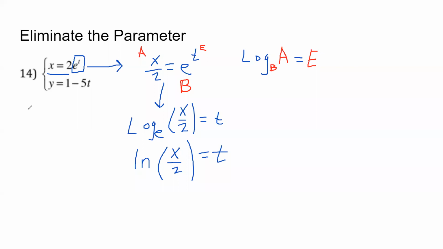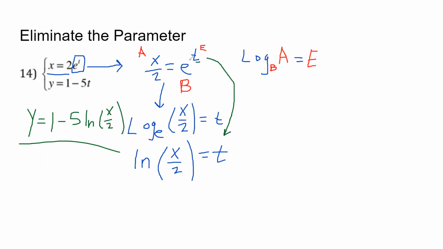So now to get y, we just plug that in for t. So y equals 1 minus 5 times t, where now t is the natural log of x over 2. All right, so a lot of review of algebra on that one. But for the parameter part, all we did was get t alone and then plug it into the second parametric equation in for t. And that's how we got this. Now in getting t alone, we had to use logs. And to get the variable out of an exponent, you isolate that exponential expression, then put it into log form.